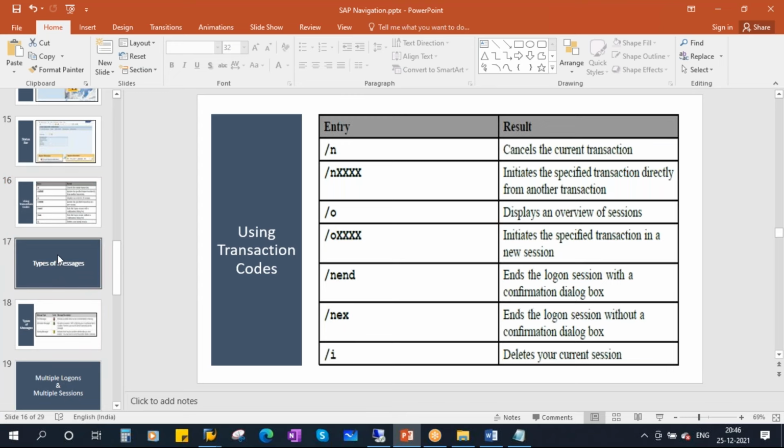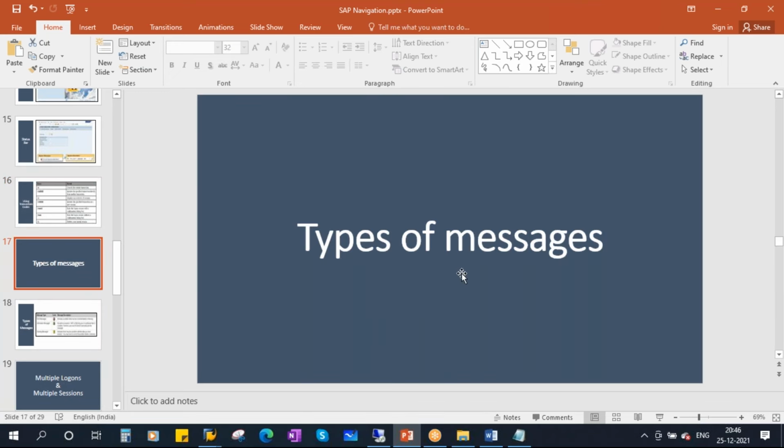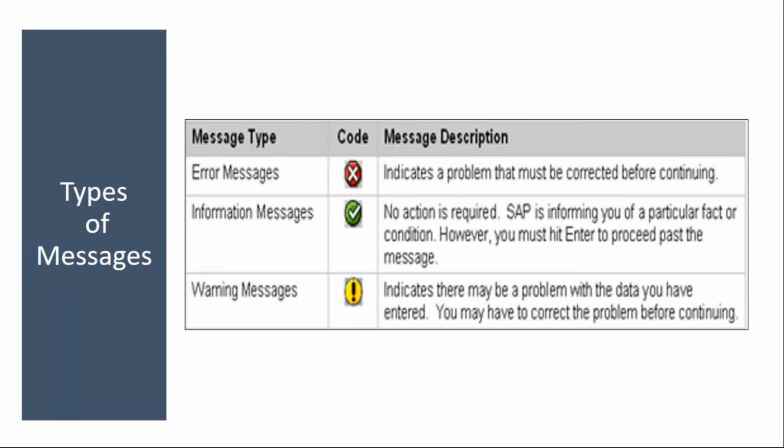Now we will talk about types of messages. In the SAP system, when you are working on SAP, you will get three types of messages. One is the error message. It comes with red color. Then there is the information message. It comes with green color. And the next one is the warning message. It comes with yellow color.